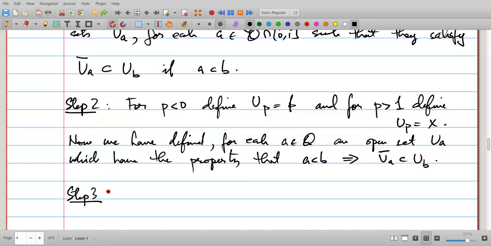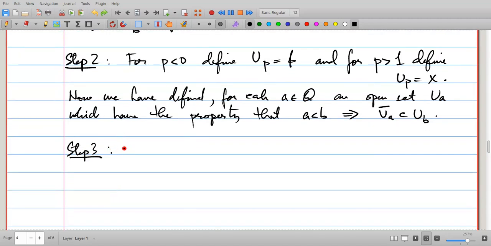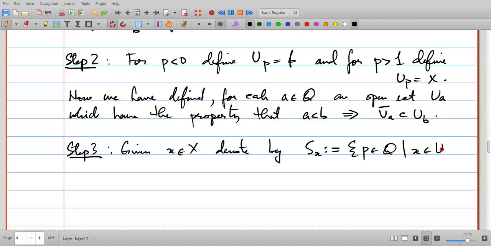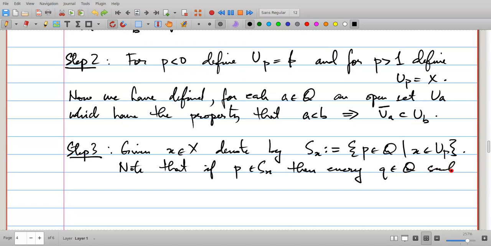So in step 3, we will define our function. Given x in X, denote by S sub x the set of rational numbers p in Q such that x belongs to Up. So note that if p belongs to Sx, then every rational number q such that q is greater than or equal to p is also in Sx.